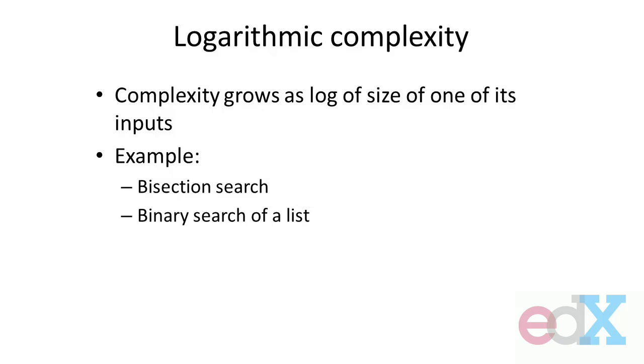If I have a list of elements that are in order, and I want to decide if an element's in that list, use the same idea. Look at the midpoint. If I happen to get lucky, I'm done. If not, based on the size, either I'll just look at the bottom half of the list or the top half of the list. So that kind of property is indicative of a logarithmic search, a logarithmic algorithm.